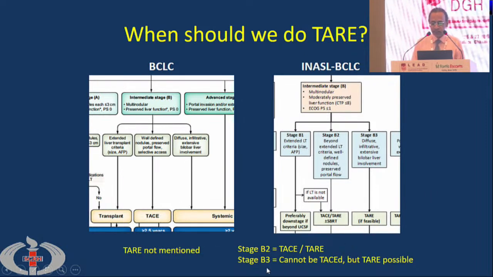For stage B, we have actually subdivided it into three groups: B1, B2, and B3. B3 means those patients who have diffuse or infiltrative HCC. For this group, TARE is definitely indicated. And even for nodular HCC patients who are not undergoing liver transplantation, the patient can undergo either TACE or TARE depending on the availability and costs.